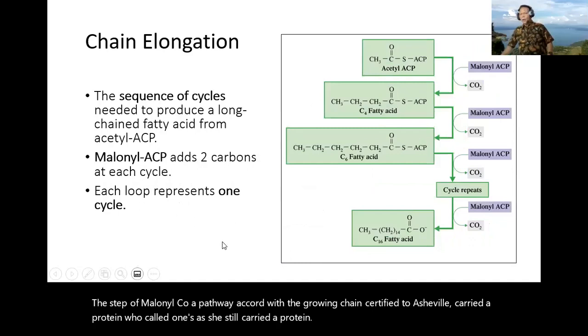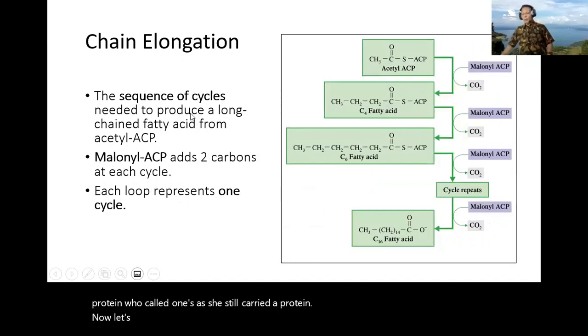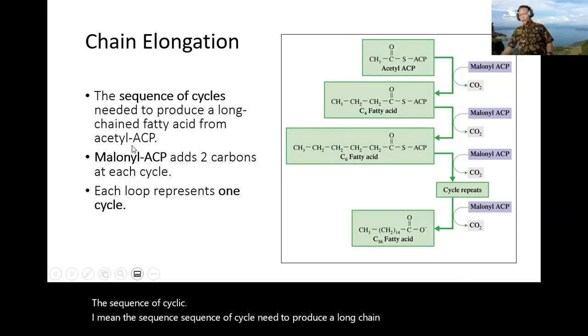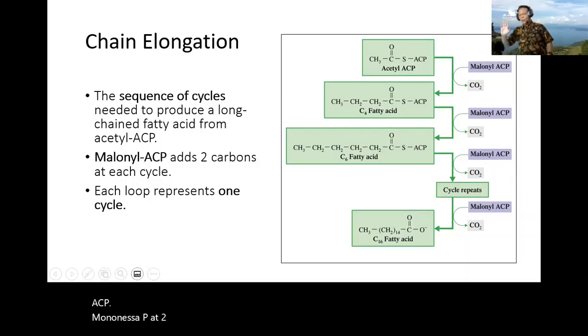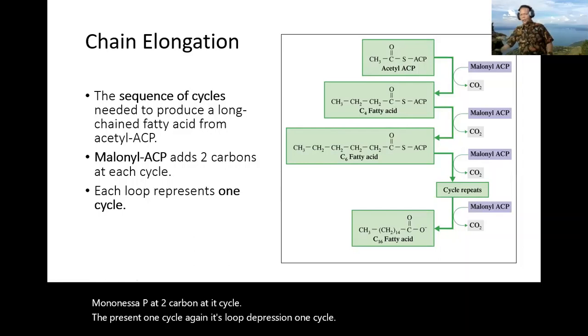Now let's continue to chain elongation. The sequence of cycles is needed to produce a long chain fatty acid from acetyl ACP. Malonyl ACP adds two carbons at each cycle. This loop represents one cycle. Again, this loop represents one cycle.